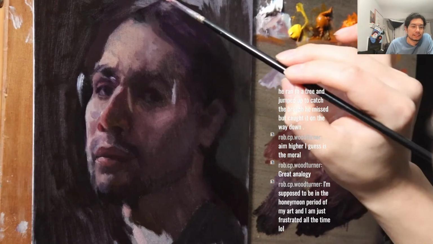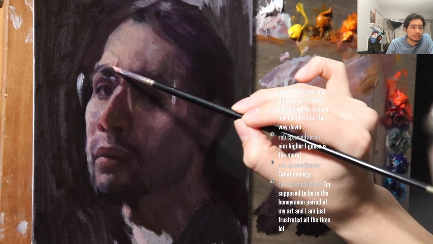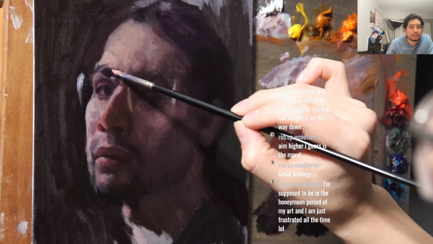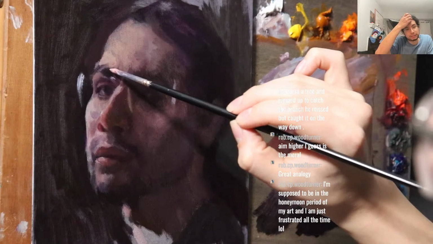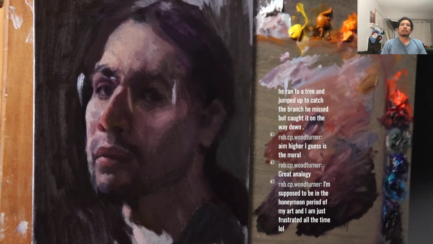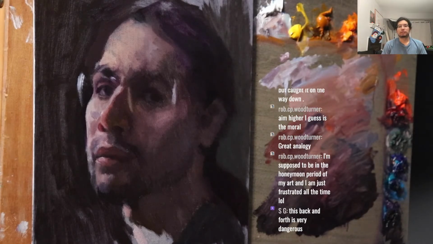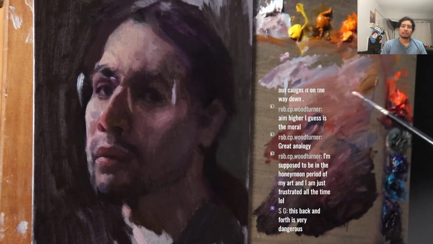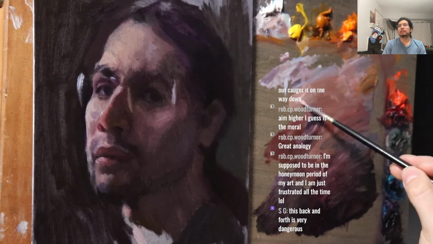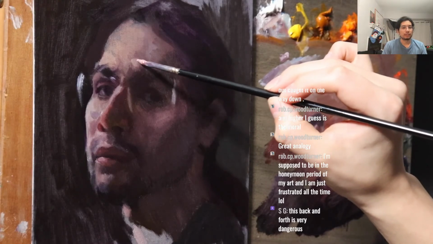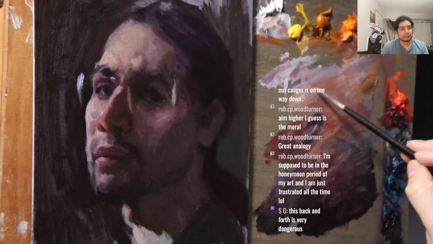I'm glad you like the analogy, Rob CP. So you're supposed to be in the honeymoon period with your art, but just frustrated all the time. And two years is just kind of an approximation. The honeymoon could be two years or two weeks. It could be like you enjoyed painting on a Monday, and then on a Thursday, all of a sudden something upset you. So yeah.